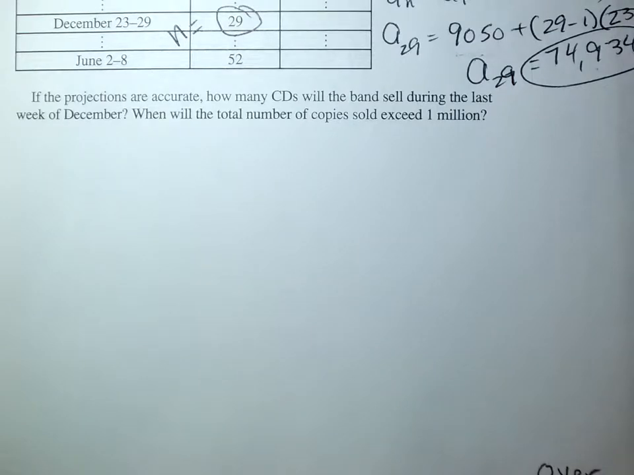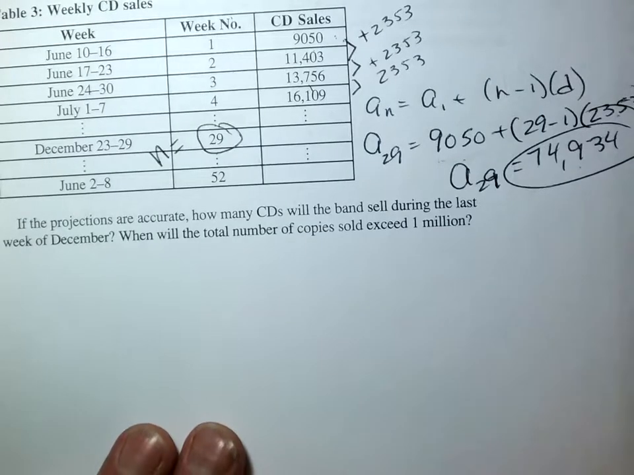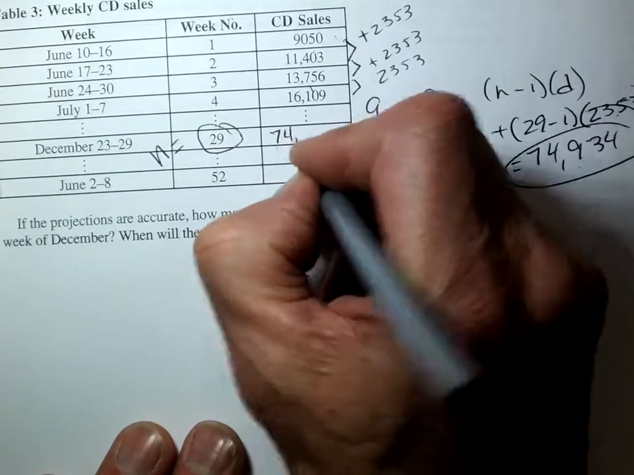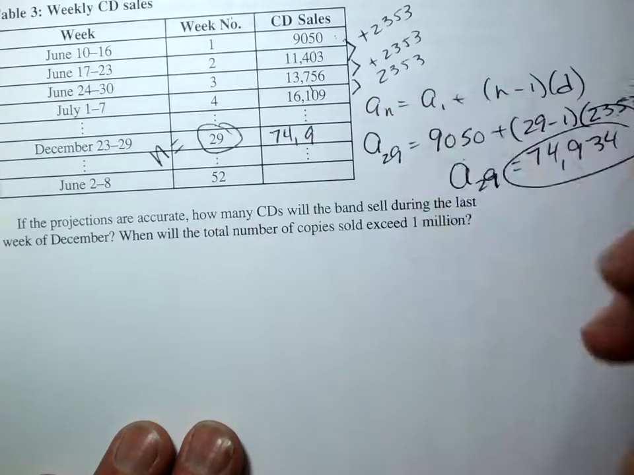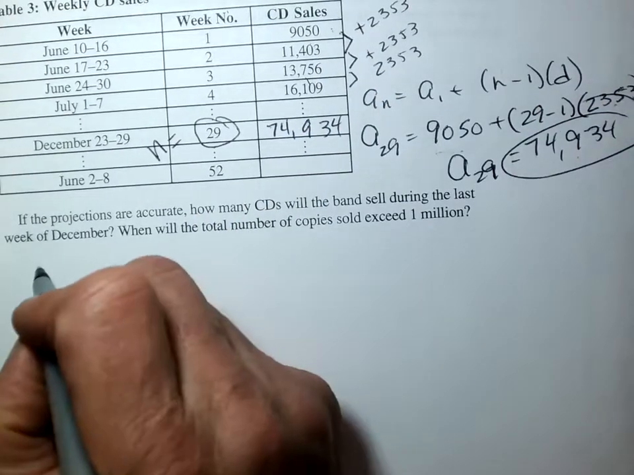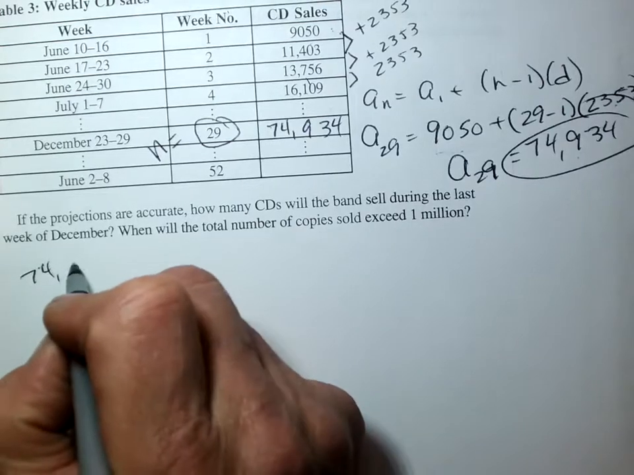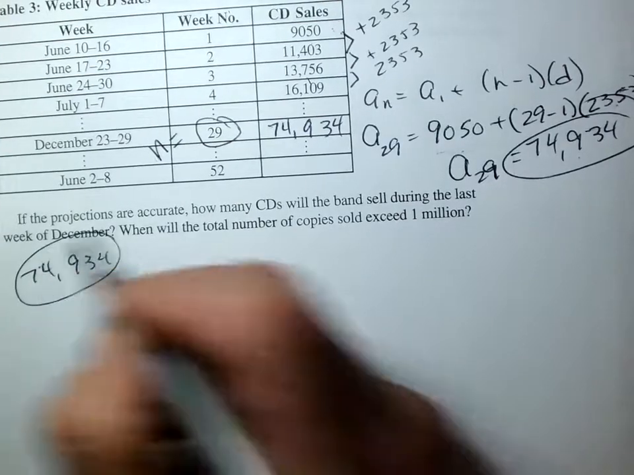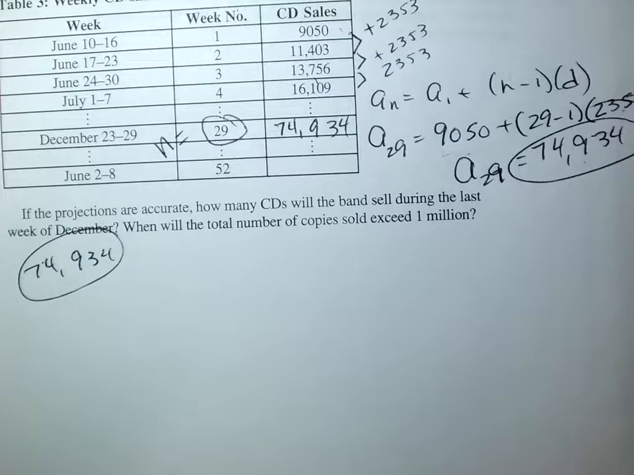Okay, so now, if the projections are accurate, how many CDs will the band sell during the last week of September? So then we know that answer. We already got it. They'll sell 74,934, right? We know that.